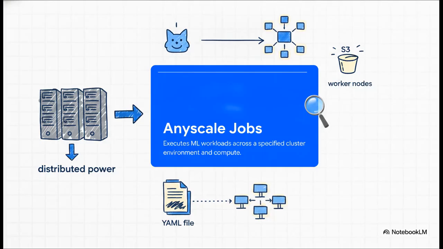To actually manage all this distributed power, we use Anyscale jobs. It's surprisingly simple. We just define our cluster environment and compute configurations in a basic YAML file, specifying things like the operating system and dependencies. From there, an Anyscale job automatically pulls our modular code directly from a remote source, like a GitHub repo that's hooked up to an S3 bucket, and it executes our training and evaluation simultaneously across these incredibly powerful distributed worker nodes. It gives you maximum efficiency with minimal infrastructure headaches.